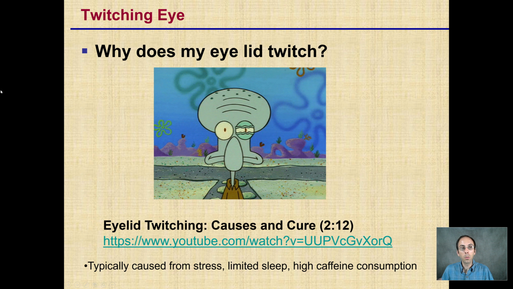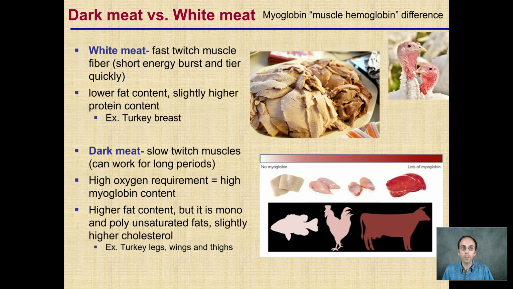When you get an eye twitch, you may wonder about muscle contraction. It's kind of an example. Why does your eye twitch? Let's get a little YouTube video link there, but mainly it's caused by stress or limited sleep, or high caffeine consumption can help increase the odds of that little muscle twitch.